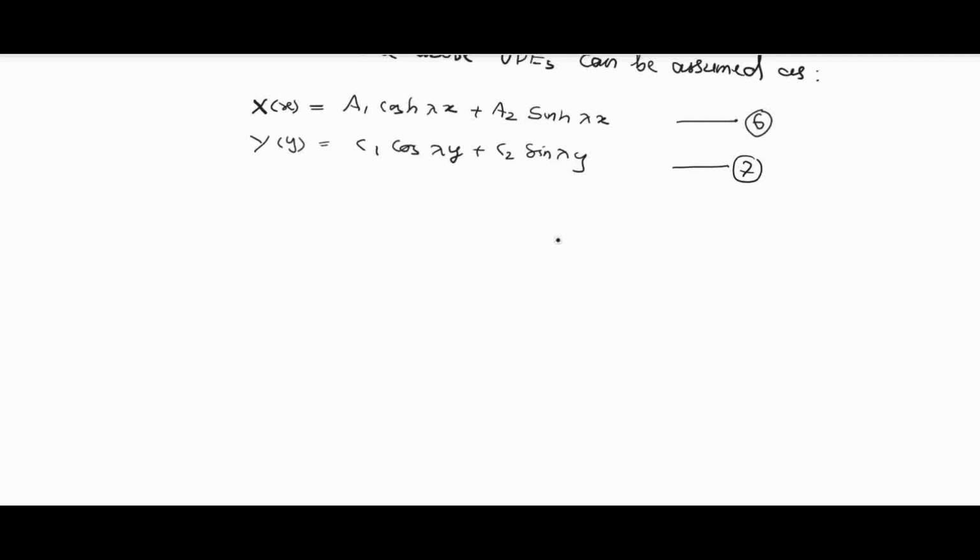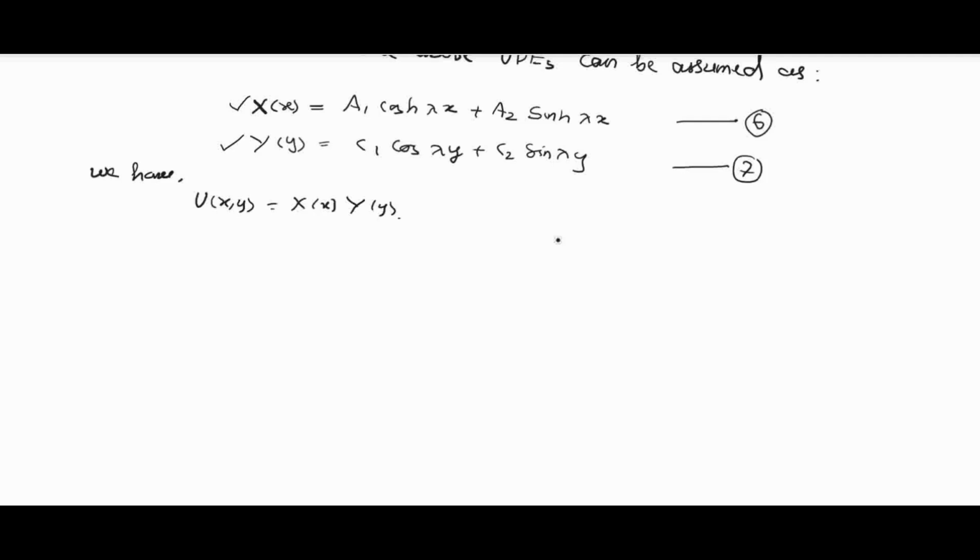The next thing is that u(x,y) is equal to X(x) times Y(y). So u(x,y) is a product of these two. But before that, in order to simplify our task, let us find A1, A2, C1 and C2 and then replace. To find them, we have to use the boundary conditions. Let us take the first and second condition of the second boundary condition.